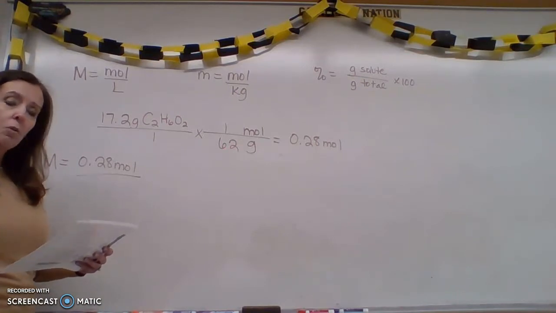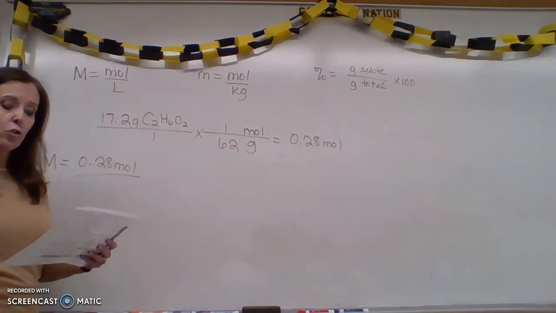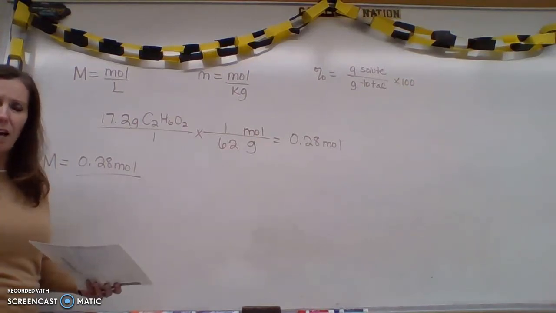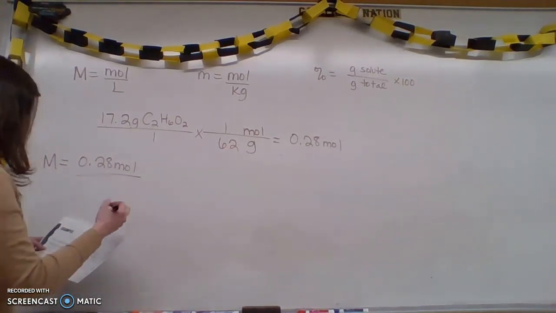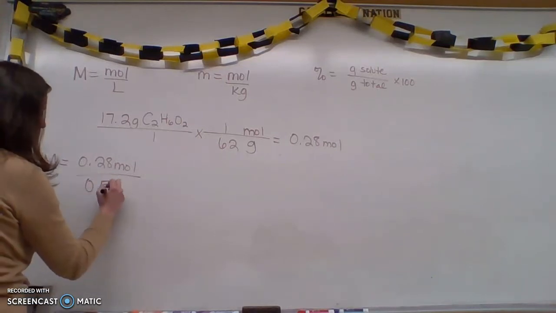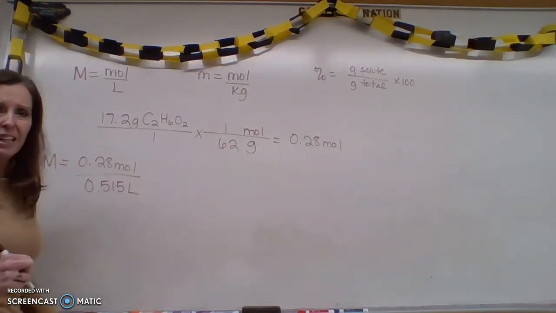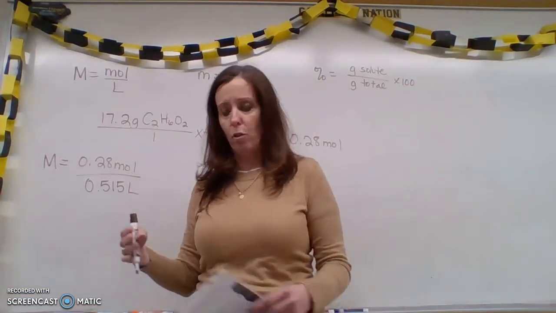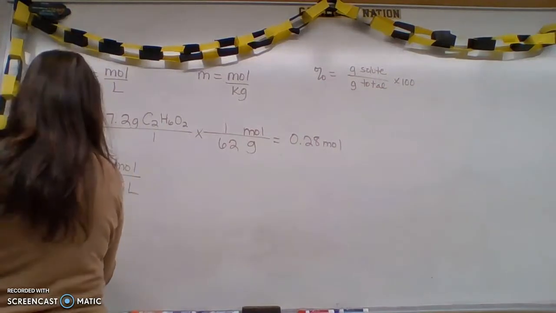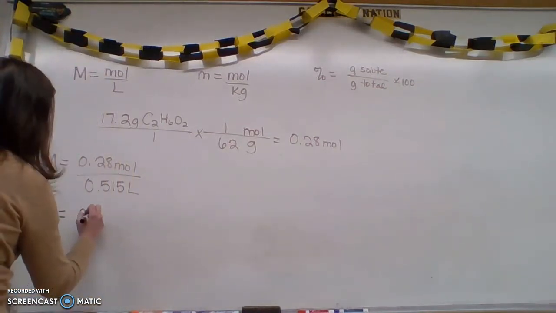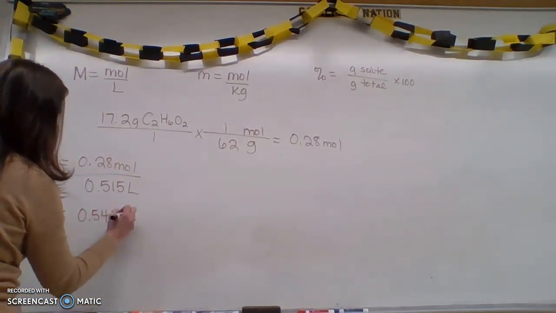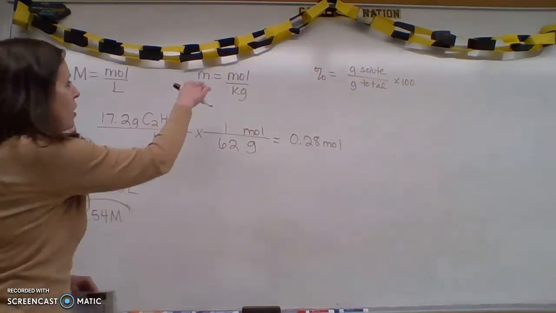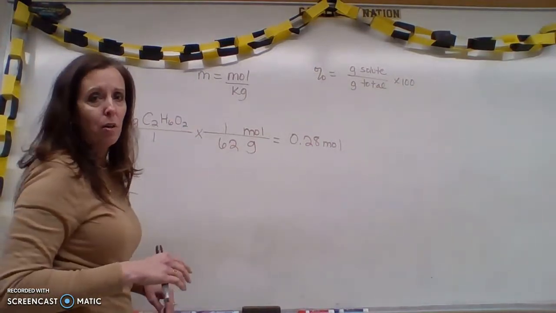All right. When you look in the problem, it says you have 515 milliliters of solution. All I'm going to do to that is divide it by 1,000 or move the decimal place over and put that in liters because that's what I need for molarity. I need moles over liters. All right. Put it in my calculator. The molarity is 0.54. I put a biggie M after it to show that it's molarity. Easy peasy, I'm done.